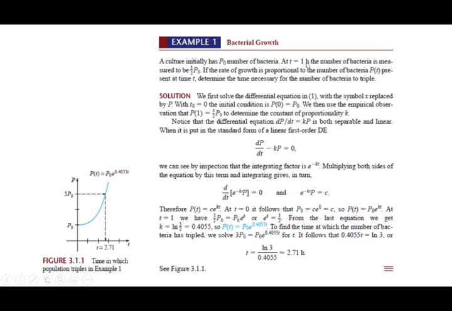Okay? After 1 hour, you have 1,500. So we have two initial conditions: P of 0 is 1,000, P of 1 is 1,500. And we have some K, right? We don't know it, but thanks to this information, we will find K. So we need to solve this equation.